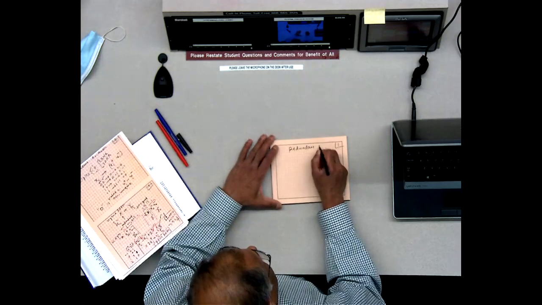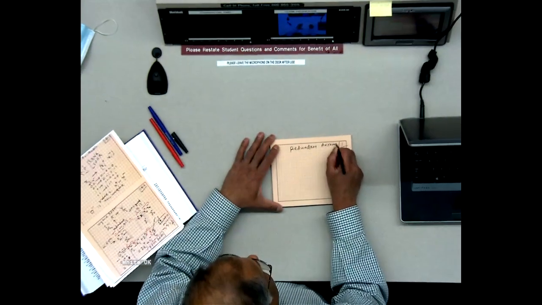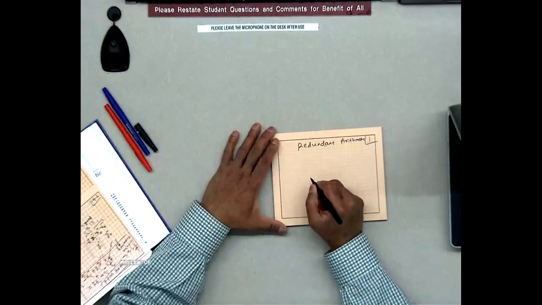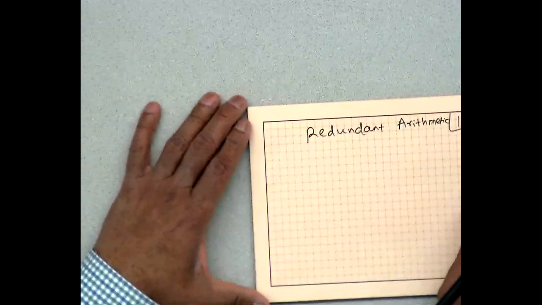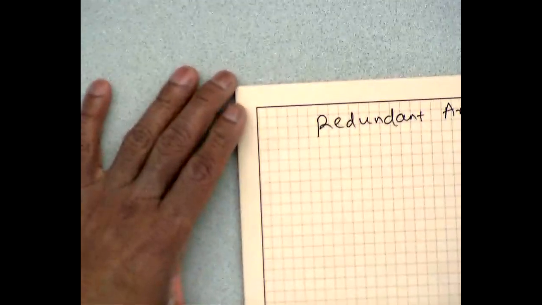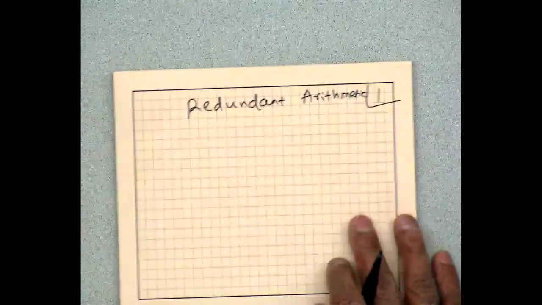Okay, well, today my goal is to talk about redundant arithmetic, which is a different kind of number representation. So let me start with what redundant arithmetic is and how we start representing numbers using positive and negative bits.